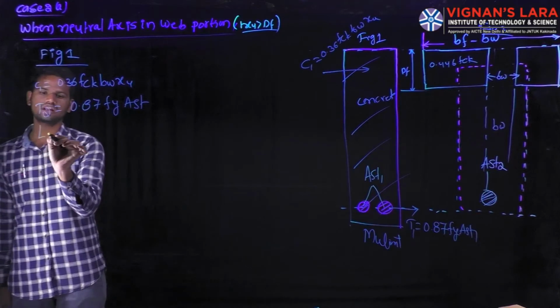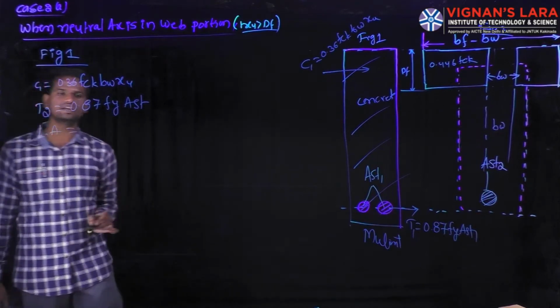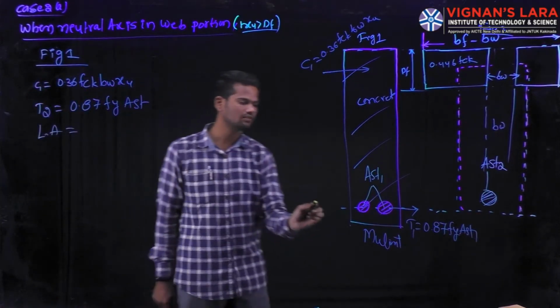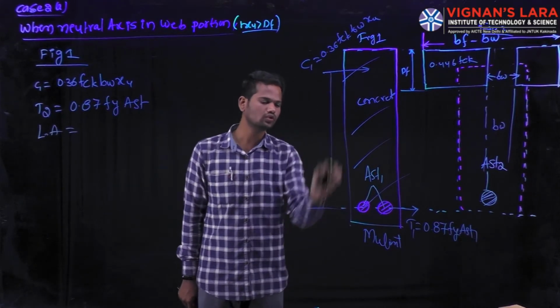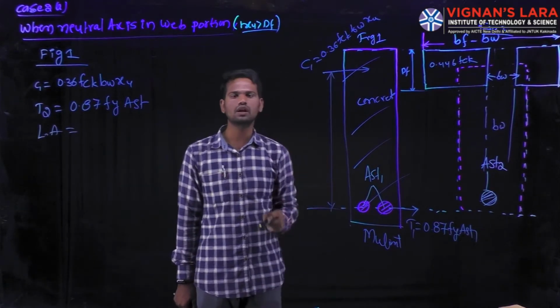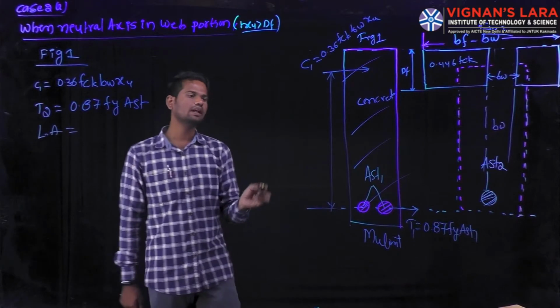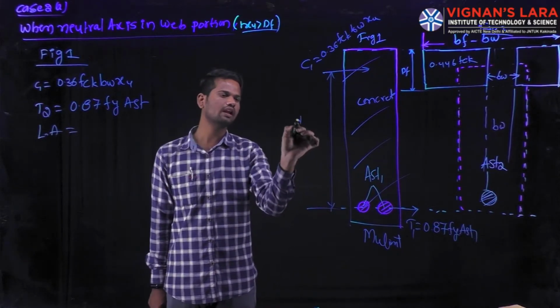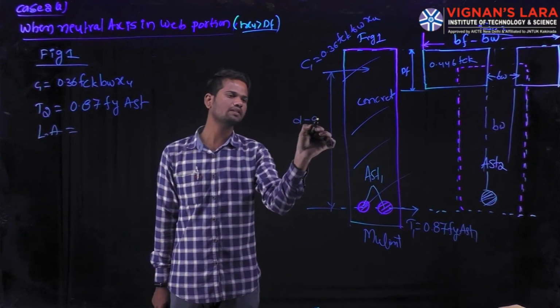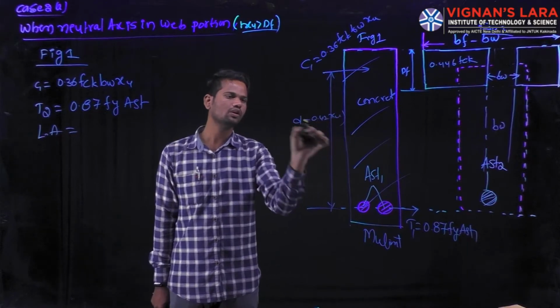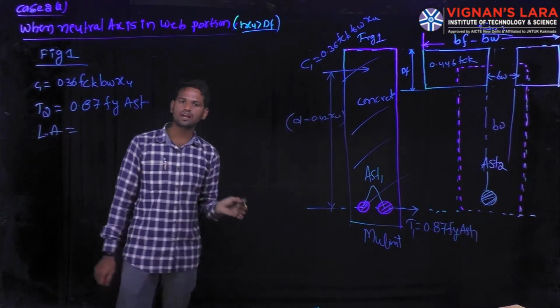As well as we have the lever arm distance. That lever arm distance is nothing but the distance between the resultants of the total compressive force and the total tangential force. That lever arm distance is d minus 0.42 into xu. This is the lever arm calculation.